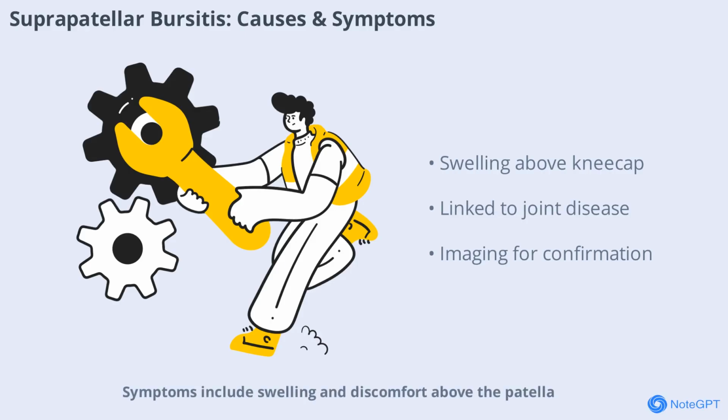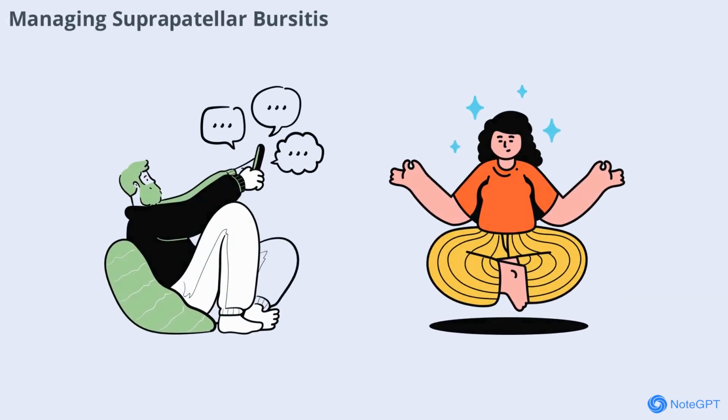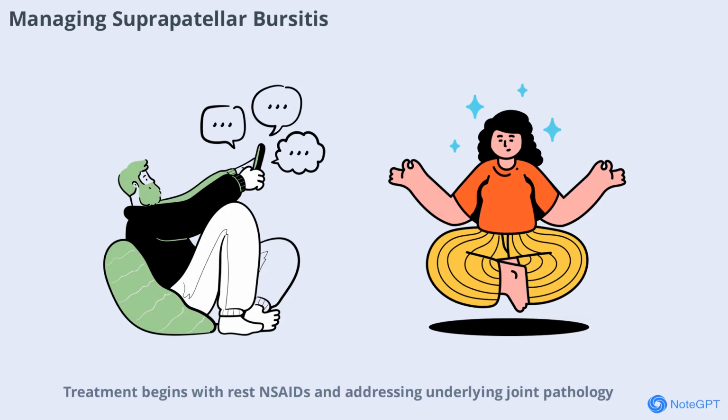Symptoms include swelling and discomfort above the patella, sometimes with a fluctuating mass. Acute cases may show tenderness and warmth, while chronic bursitis presents as painless swelling. Diagnosis relies on clinical evaluation and imaging to rule out joint effusion or other causes. Treatment begins with rest, NSAIDs, and addressing underlying joint pathology.